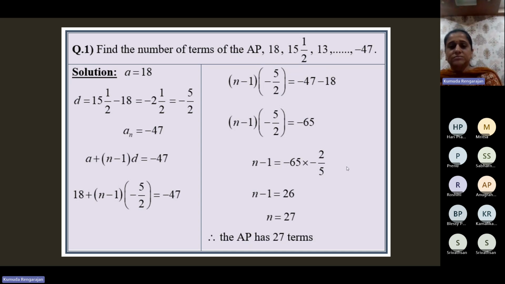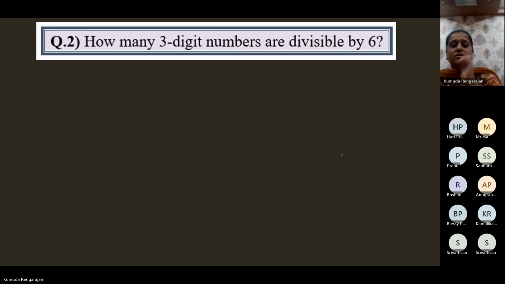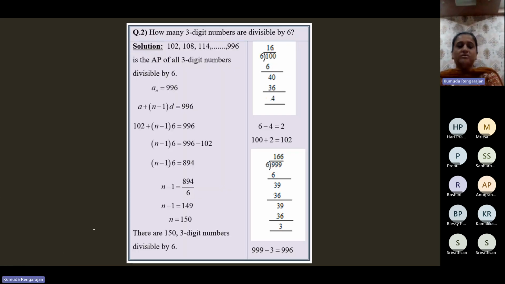Yeah, next one. How many three-digit numbers are divisible by 6? What's the answer? Ma'am, N is equal to 150. So there are 150 three-digit numbers divisible by 6, right? Yes, ma'am. Very good. Correct. 150 is the right answer.